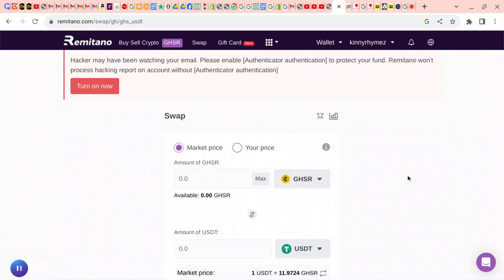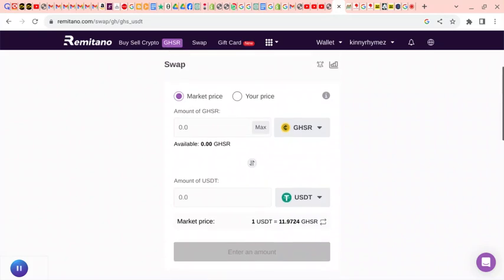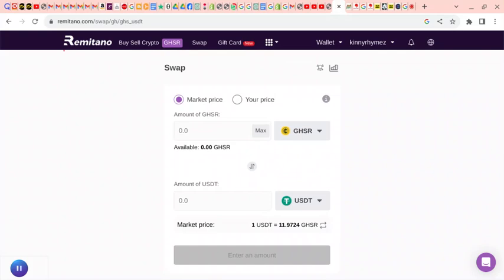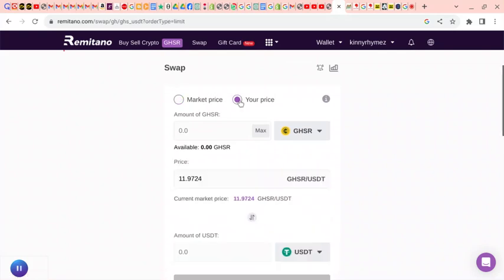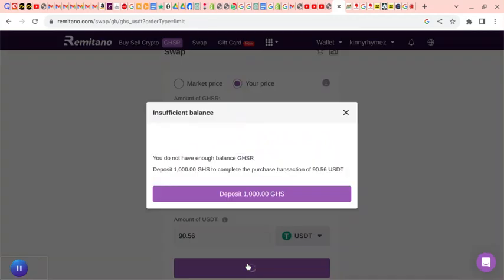So when I come to the swap, the market price is 11.9724. This market price can change anytime. But I will not buy it with the market price. I'll buy it with my own price. You can edit the price that you want to buy it at, 11 Ghana cedis. So let's say I want to invest 1,000. Because I'm buying at a rate of 11 Ghana cedis, this is the amount I'll be getting: 90.56 USDT. Then I'll click on buy.